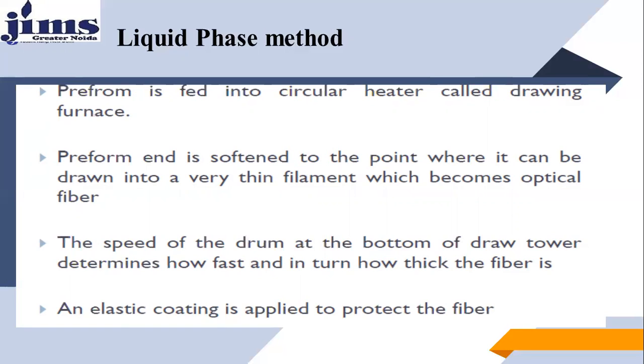The preform end should be softened so that we can take a little bit of glass from that preform and force it into a very wire-type shape that we call optical fiber. Then there is a drum also. The speed of the drum at the bottom of the draw tower determines how fast the fiber is drawn and in turn how thick the fiber is. The last point is that an elastic coating is applied to protect the fiber. This elastic coating is required to protect the core as well as the cladding region of the fiber.